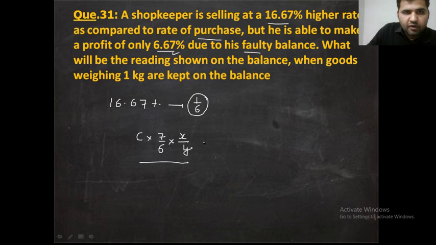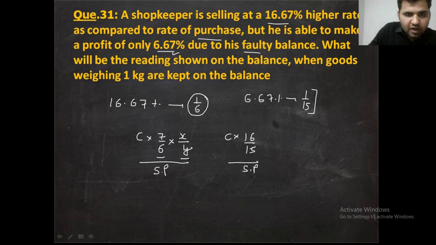Now what is the meaning of profit of 6.67%? 6.67% in terms of fraction is what? It is 1/15, right? So if the profit is 1/15, selling price would be 16/15 of the cost price. Now this is also selling price and this is also selling price. Now this selling price is because of two factors. One is 16.67% higher rate and the faulty balance. So this overall selling price will be same as this price, right? Because we are talking about the same product.